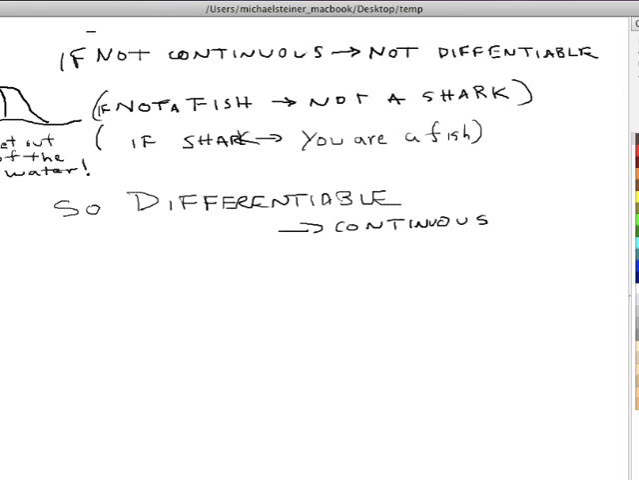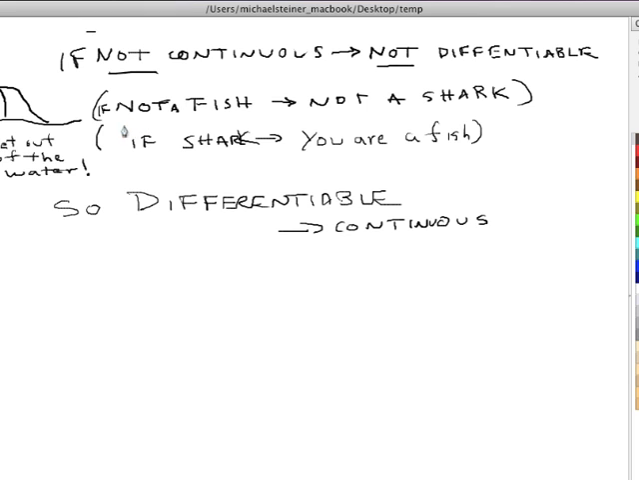So think about this for a second. Some people kind of pick this up right away. We're talking about how if it's not continuous, it's not differentiable. We want a more positive statement. As a matter of fact, we want the contrapositive of this statement: if it's not continuous, it's not differentiable.